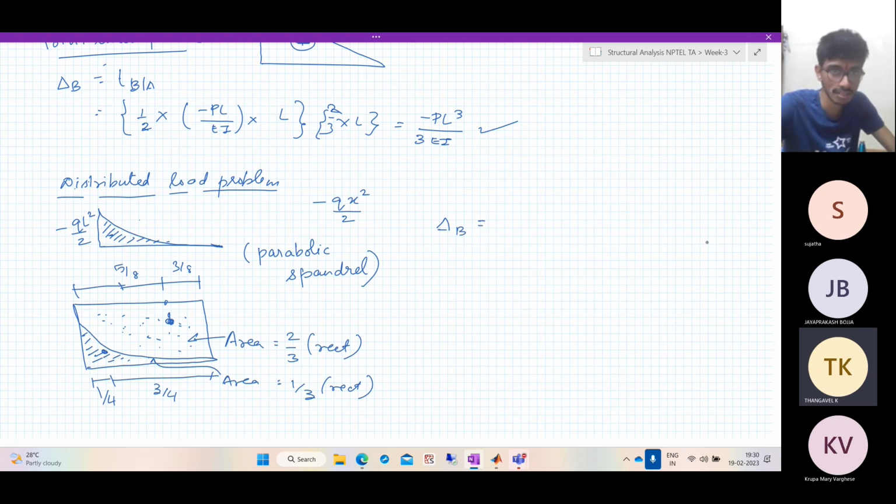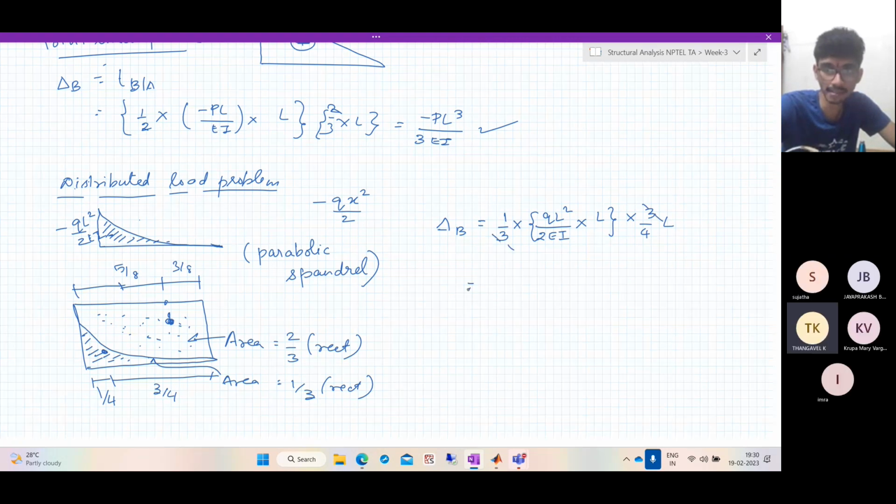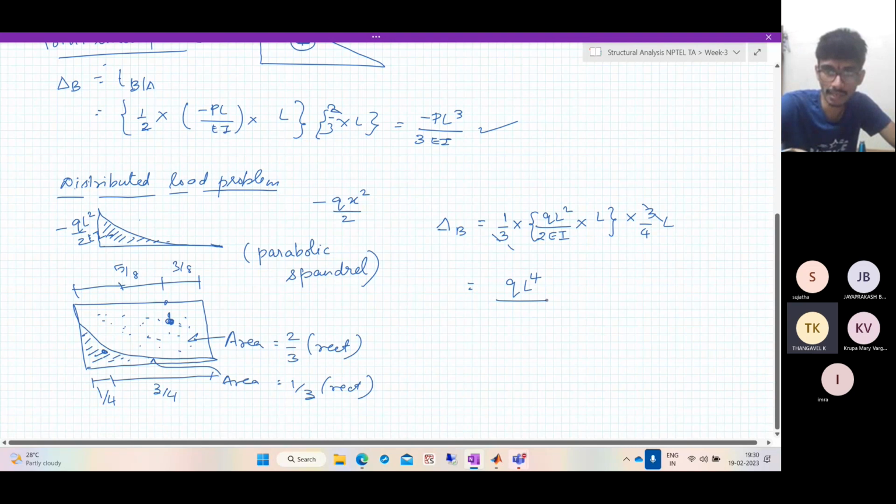Very simple. So what is again the area under the M by EI diagram? Again, there's an EI here. Area under the M by EI diagram is 1/3 of the rectangle. A rectangle is QL square by 2EI into L. And where does this act? So it is 1 by 4 from this side and 3 by 4 from this side, into 3 by 4 L. So 3 gets cancelled. You get QL power 4 by 8EI. This is the displacement.